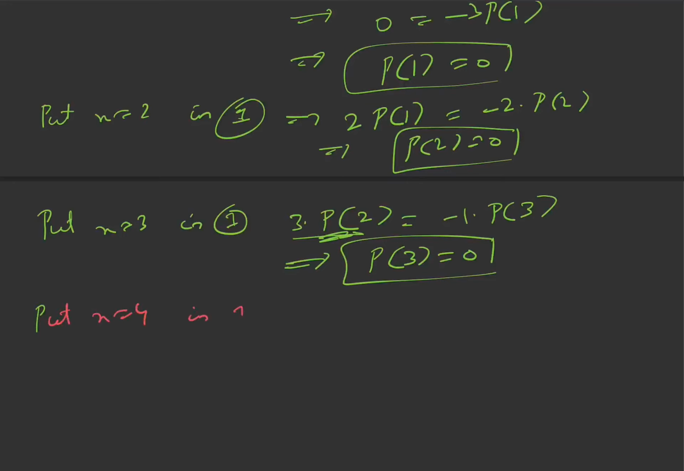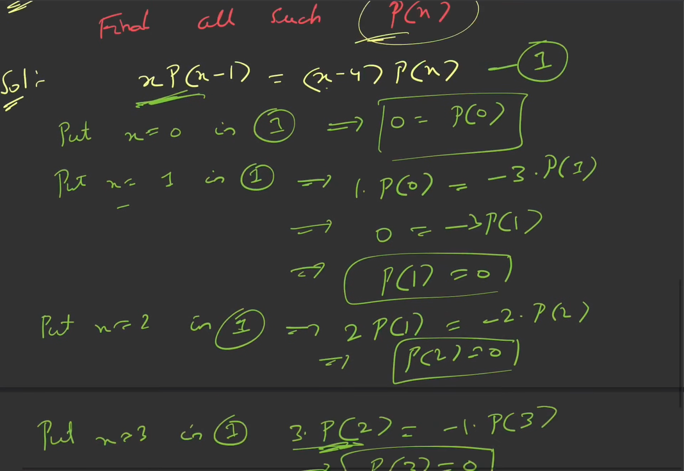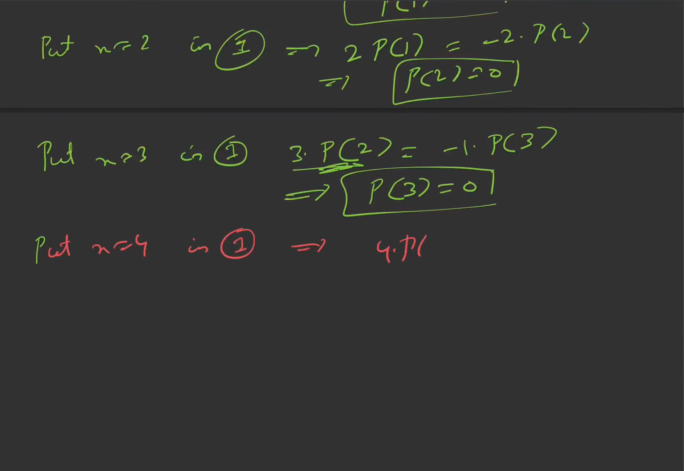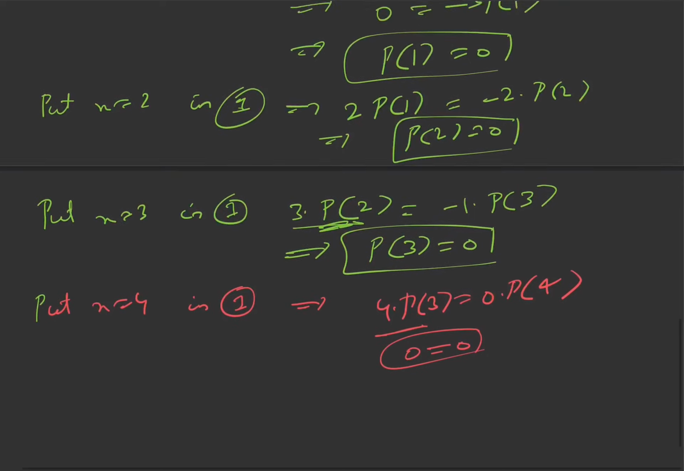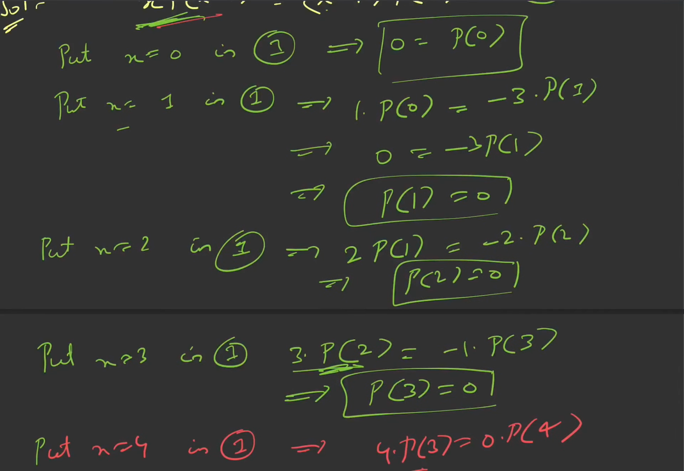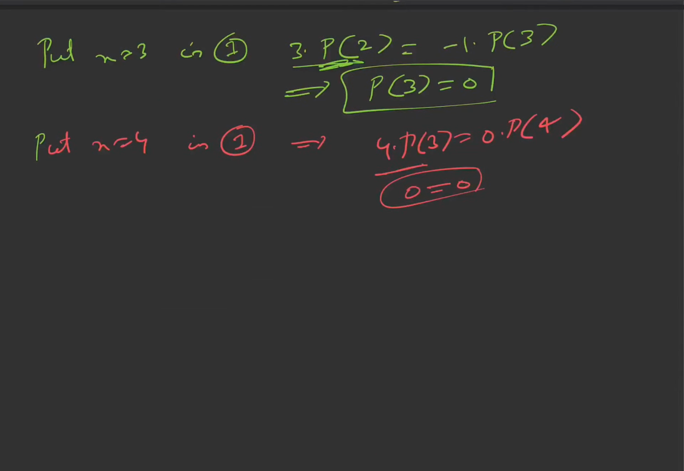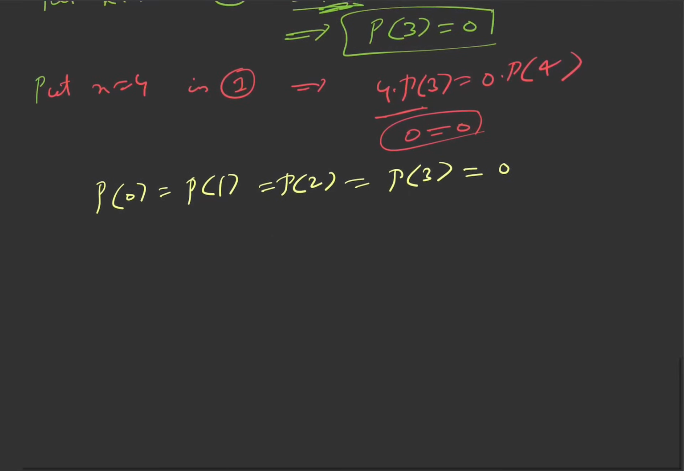But now if you put x is equal to 4 here in equation 1, then you will get 4 into p of 3 is equal to 0 into p of 4. So p of 3 is already 0, so you will get 0 is equal to 0, so it is of no use, right? So what we can say is that p of 0 is 0, p of 1 is 0, p of 2 is 0 and p of 3 is 0. So I can say that p of 0 is equal to p of 1 is equal to p of 2 is equal to p of 3 is equal to 0.